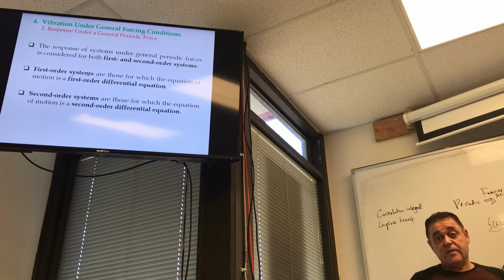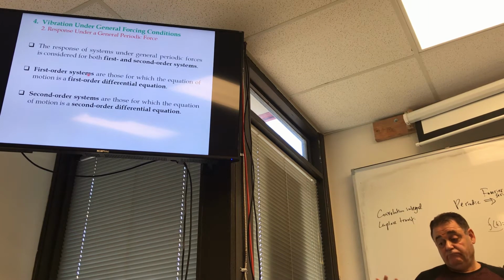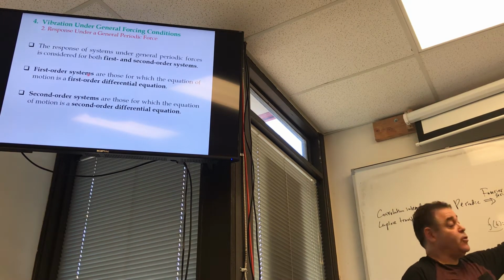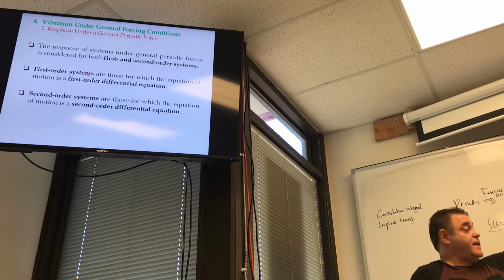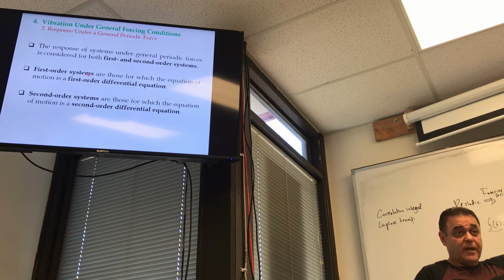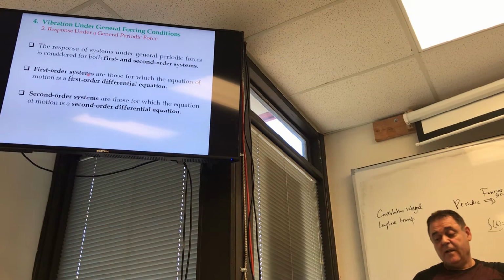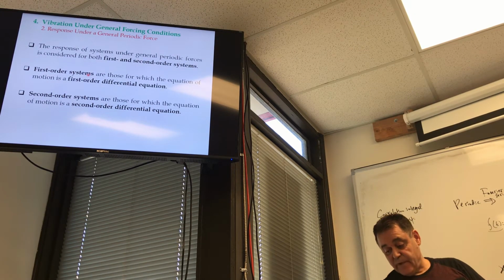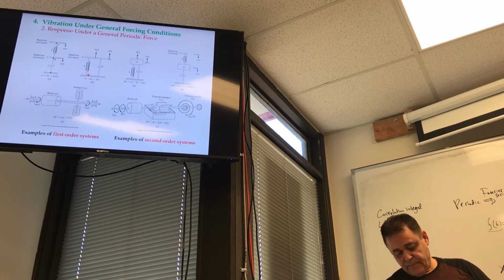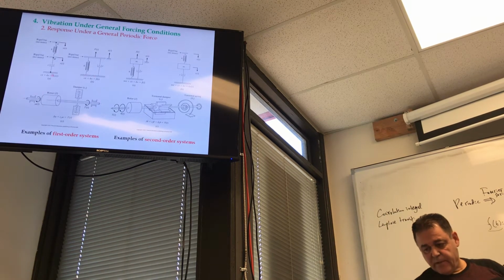As a reminder, what's a first order system? Remember, it's all about the equation of motion. What's the highest derivative? This guy is a second order. The highest derivative is the second, but there are some first order systems in which the highest derivative is the first derivative. Example. Take a look at this one here.